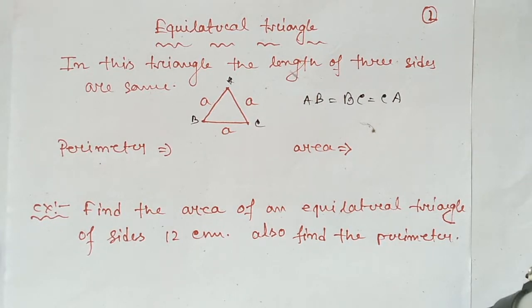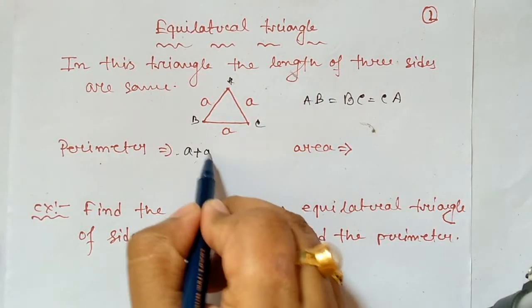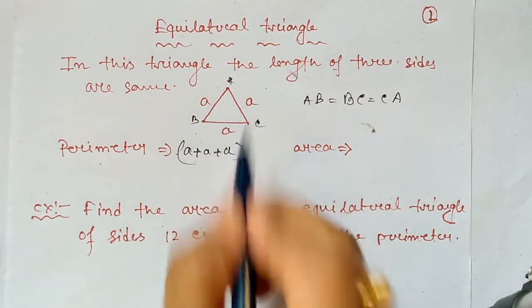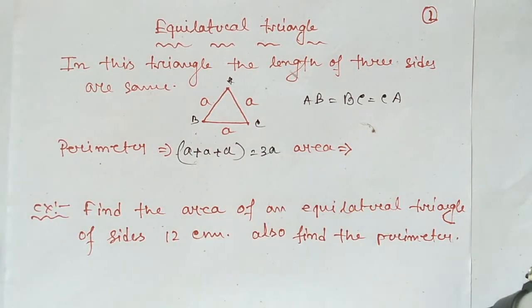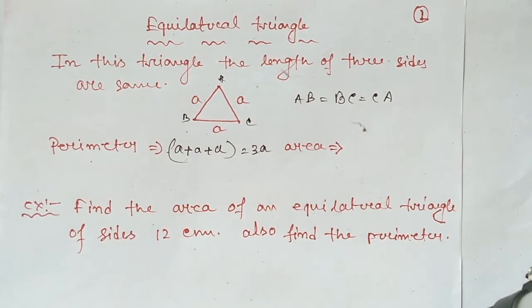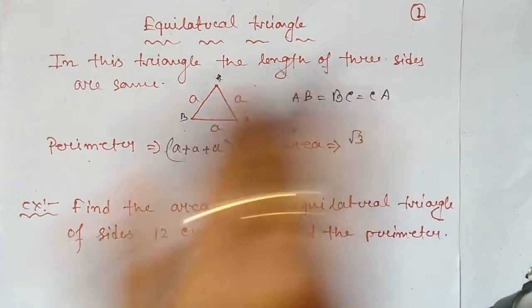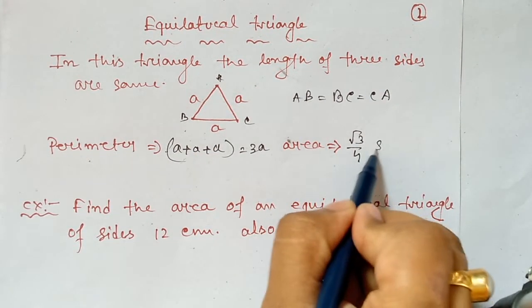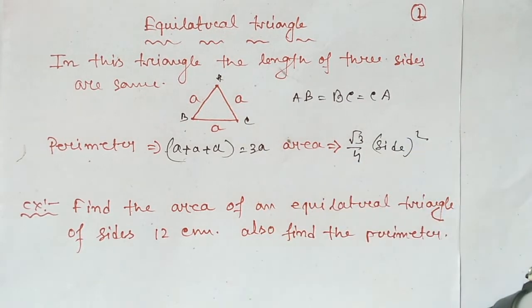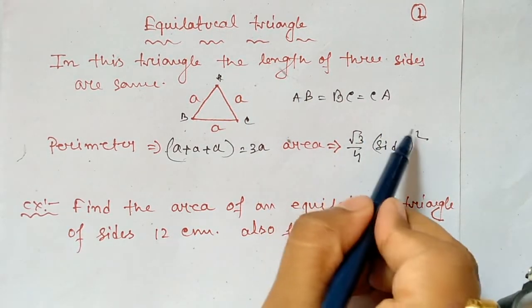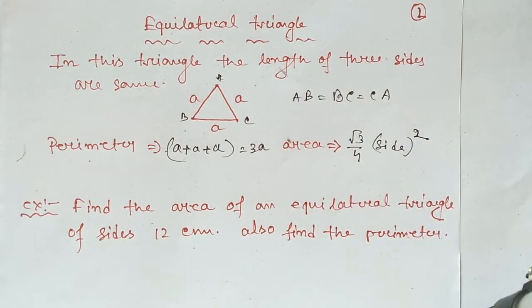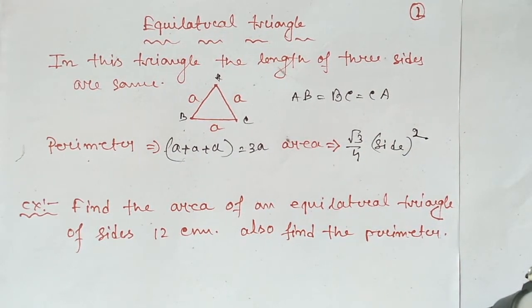In the case of an equilateral triangle, if the length of the sides is a, the perimeter is a plus a plus a, that is 3a. That is side plus side plus side, which gives us the perimeter. And what about area? In this case, area should be root over 3 by 4 into side square. So this is the area of an equilateral triangle.